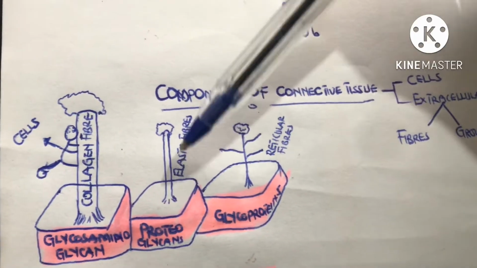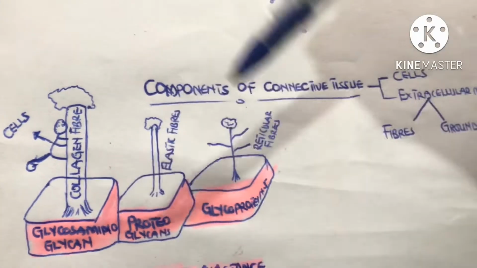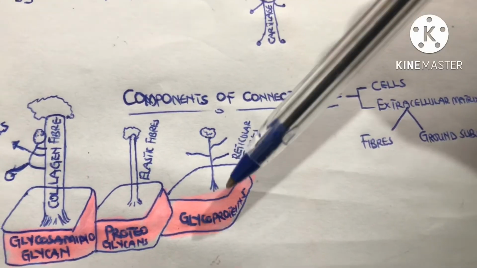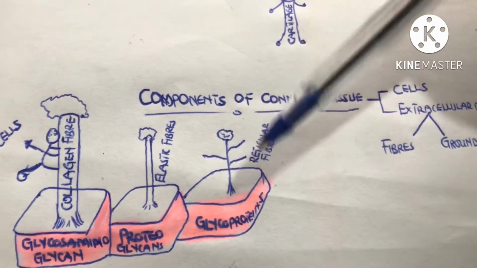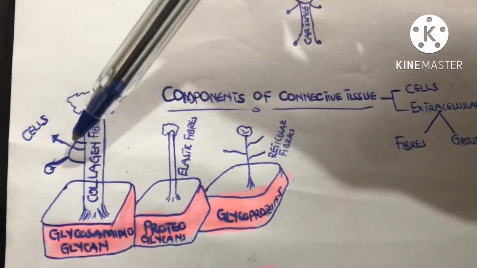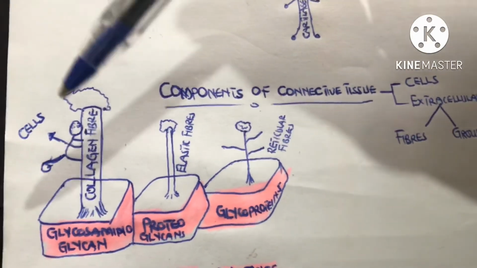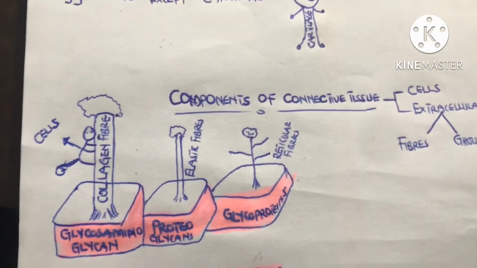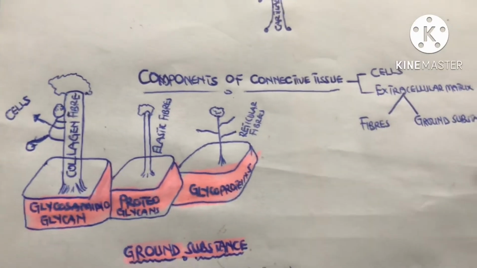So the elastic fibers are thin and unbranched. And this is the last one, which is very thin and branched. This is the reticular fibers. You understand? So these are the fibers. And these monkeys here represent the cells, which we'll look at in detail. You understand? So now let's take them one by one.